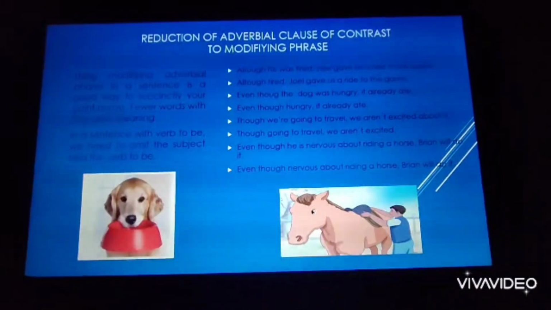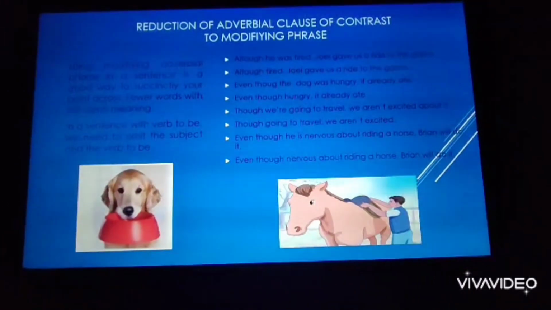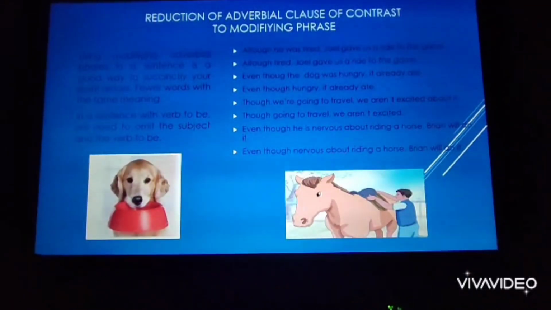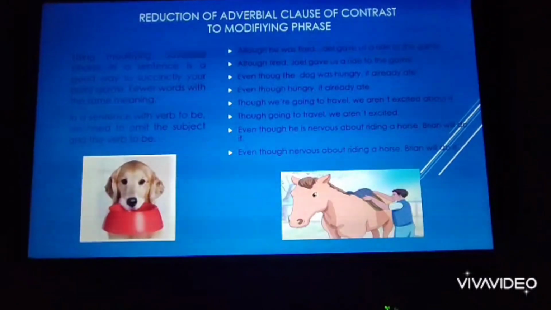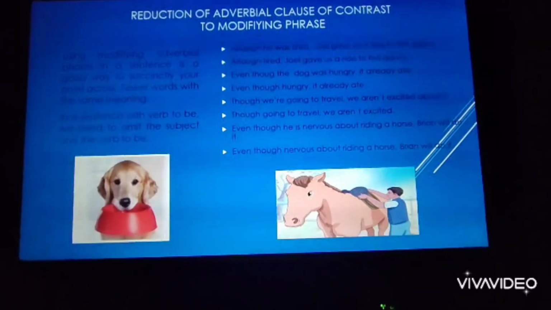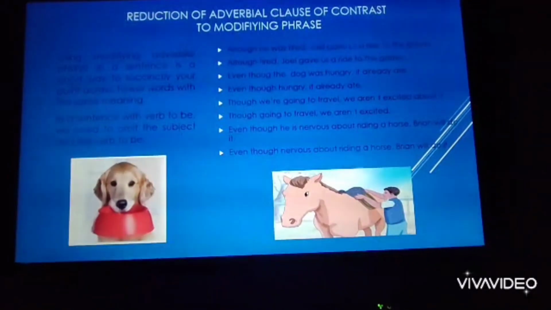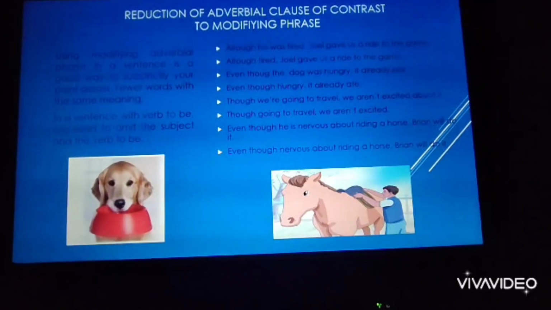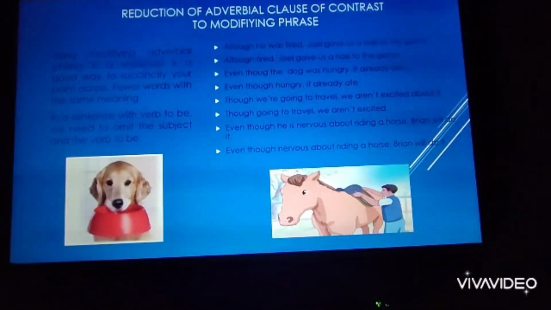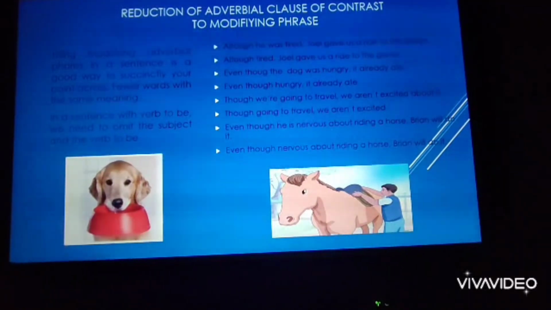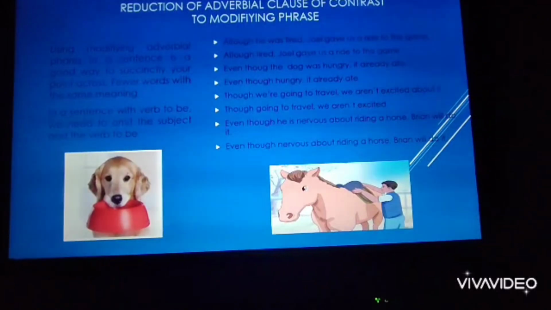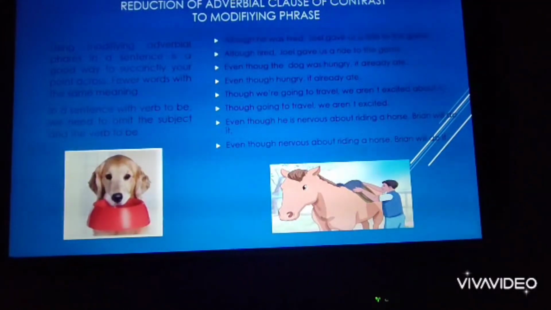Let's do the first example. Although he was tired, Joel gave us a ride to the game. Although tired, Joel gave us a ride to the game. In this case, if we notice, we are omitting the subject and then the verb to be, only to reduce the sentence. Even though the dog was angry, it already ate. Even though angry, it already ate.